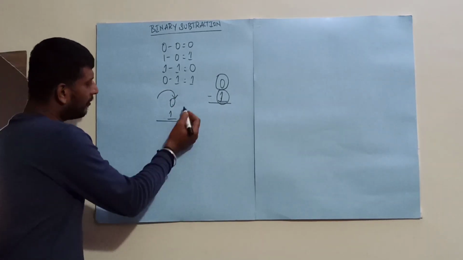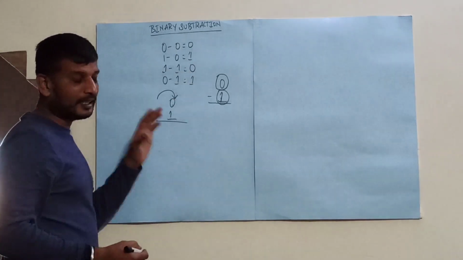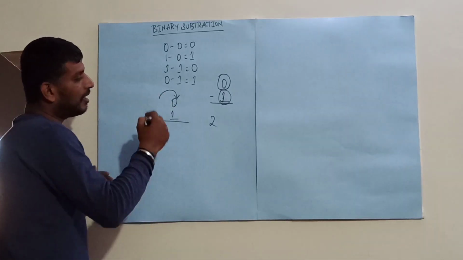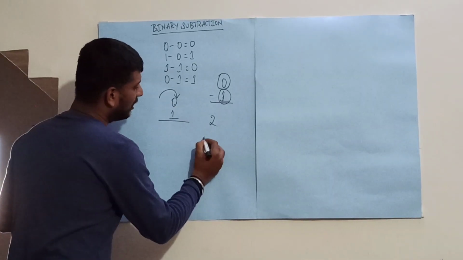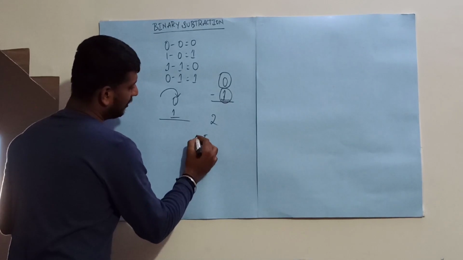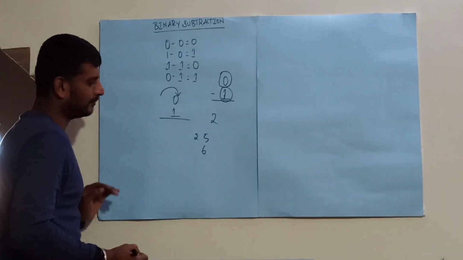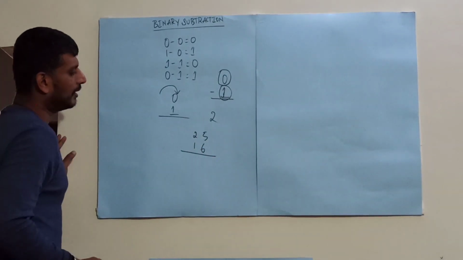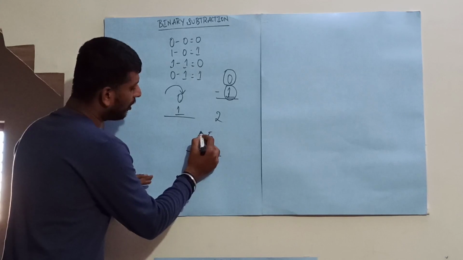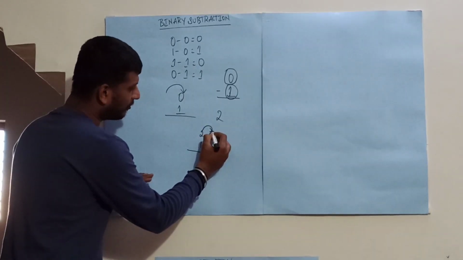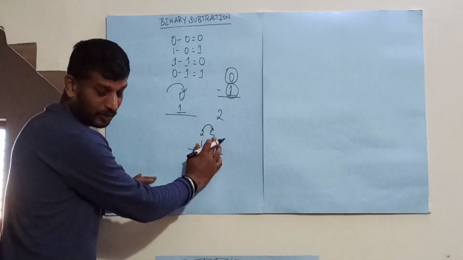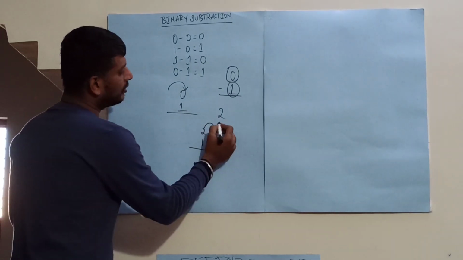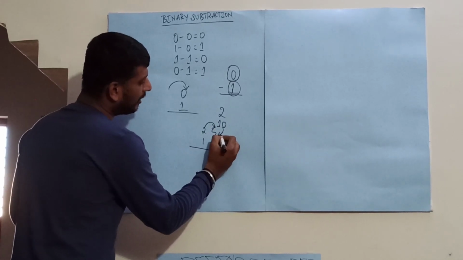When you borrow the value, here we are performing binary subtraction. Binary is nothing but base 2. If you are performing ordinary decimal subtraction, suppose you have 25 minus 6, something like this, you borrow the value. If I borrow the value from this digit to this digit, since you are performing decimal subtraction, you get added with 10.